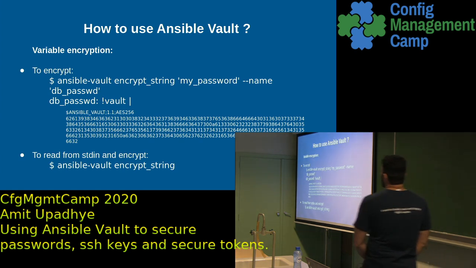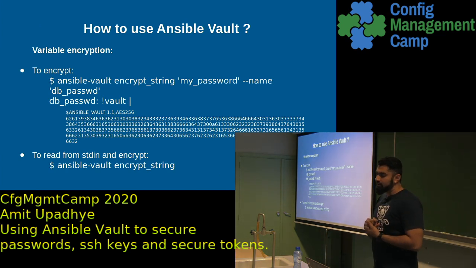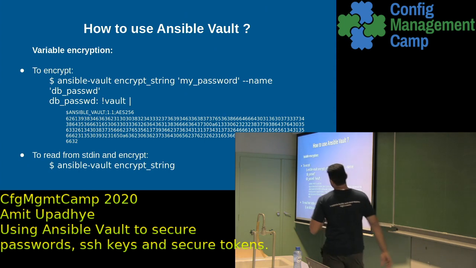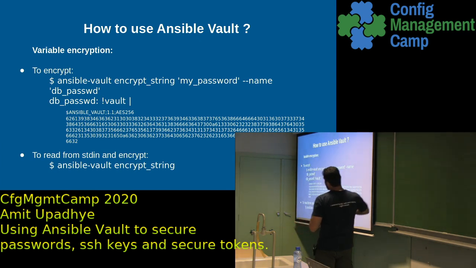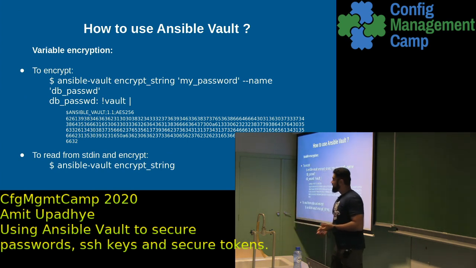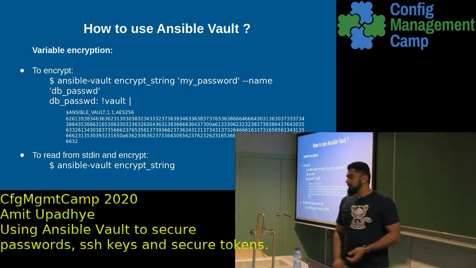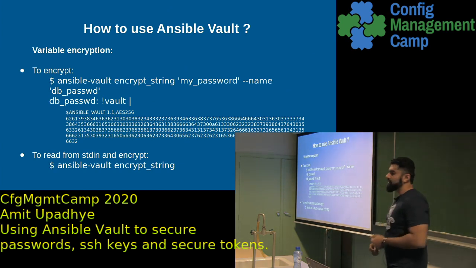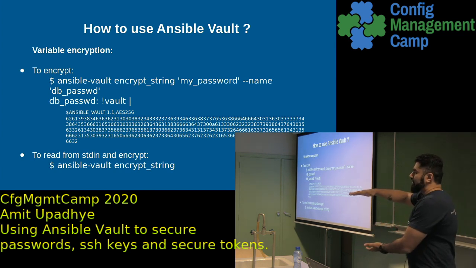Now the next is variable encryption. With variable encryption, you can pass the variable name with its value, and you will get something like this, DB password and then its value. You can copy and paste this in your playbook and use it. If you don't want to save your secret string in bash history, you can read it from the command line or stdin, the second command. It will prompt you for stdin, you type it in, and it will give you the encrypted string like this.